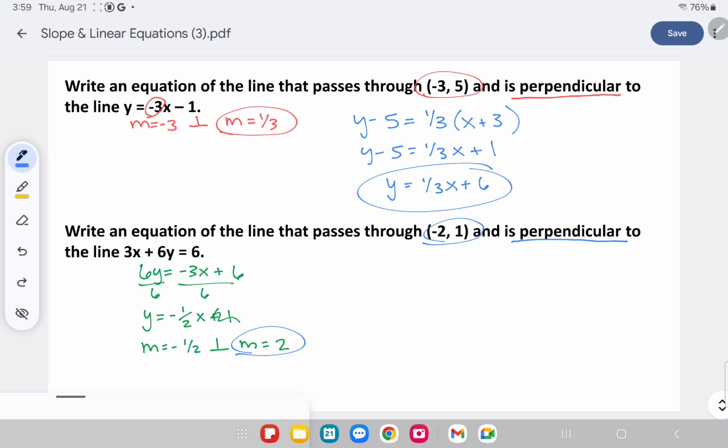It goes through the point (-2, 1). We have a point and a slope. That's enough to put it into point slope form. There's point slope form. It doesn't say we need to put it into slope-intercept form. But since I've done that on all the others, I'll go ahead and finish it out.